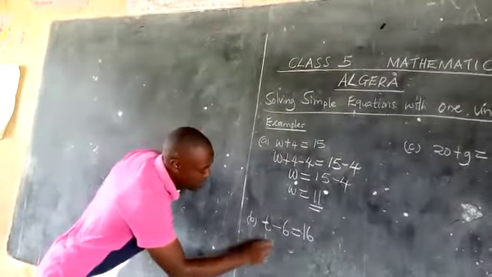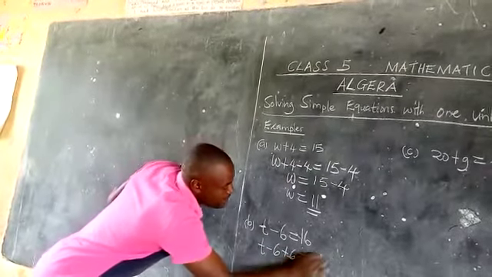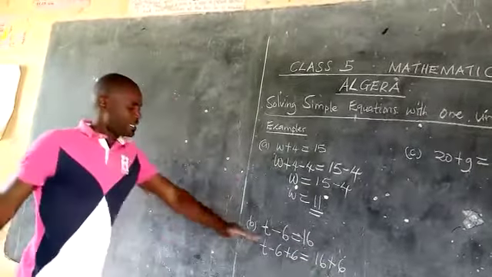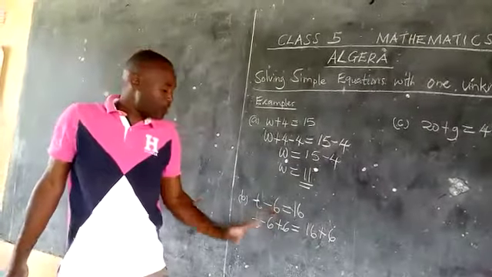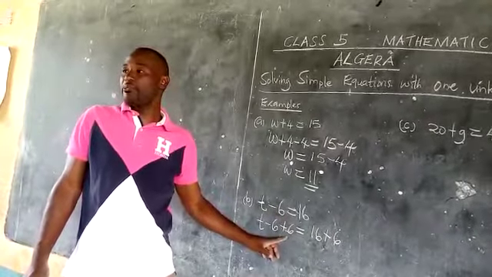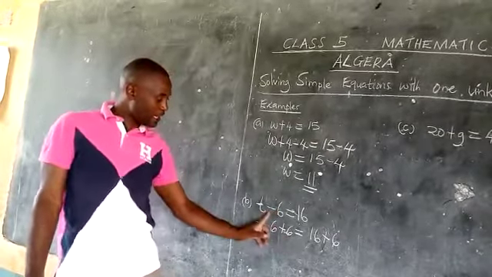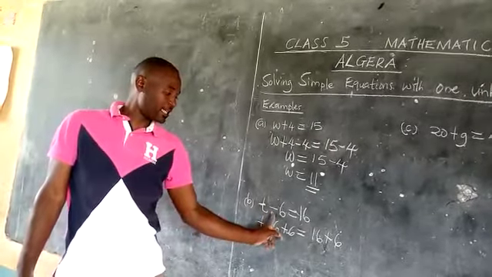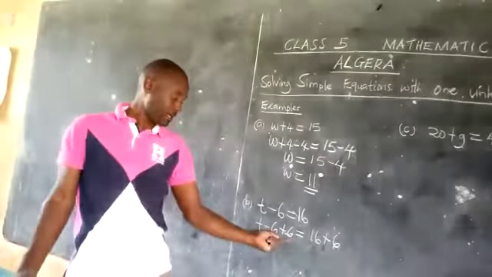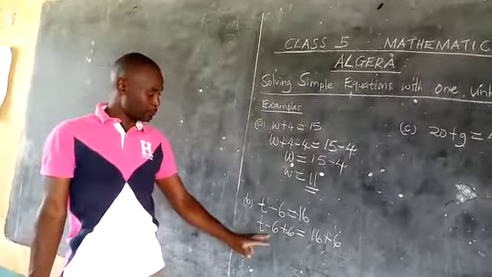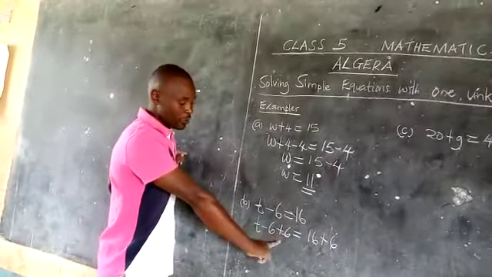So we shall say T subtract 6 add 6 equal to 16 add 6. Here it's like you have a debt of 6 shillings. Then you go and pay the 6 shillings. What will you remain with? 0. That's why, add 6 here, we have a negative sign here. So for us to pay that debt, we are supposed to pay the 6 shillings. So here it is T subtract 6, add 6, so that we remain with 0 here.